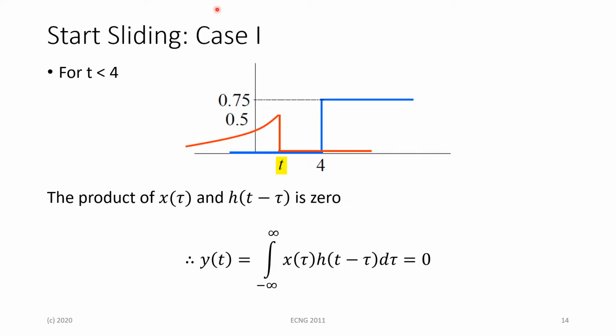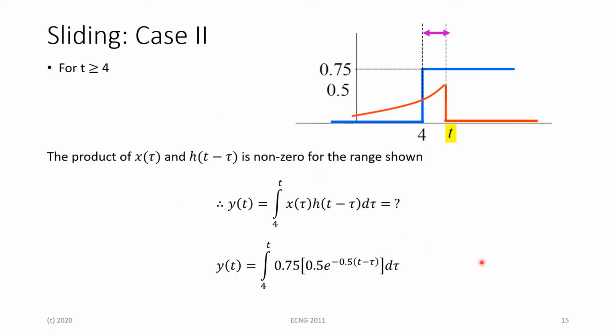So this is going to be our first case when we start sliding for our convolution. Our second case would be after we pass 4 on the x of tau scale here, and now our h of t minus tau is where t is going to be greater than or equal to 4. So in this case, this means that the overlap range will be this part here, because here it's basically going to be 0, and here's also 0. So we're only focusing on the range here that will give us a positive value for the overlap.